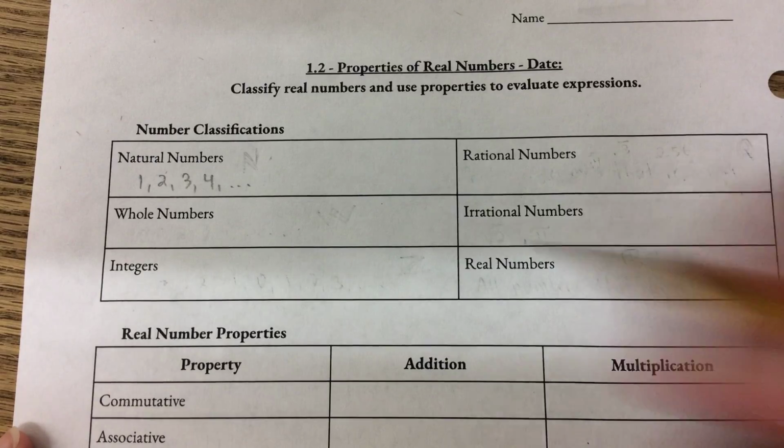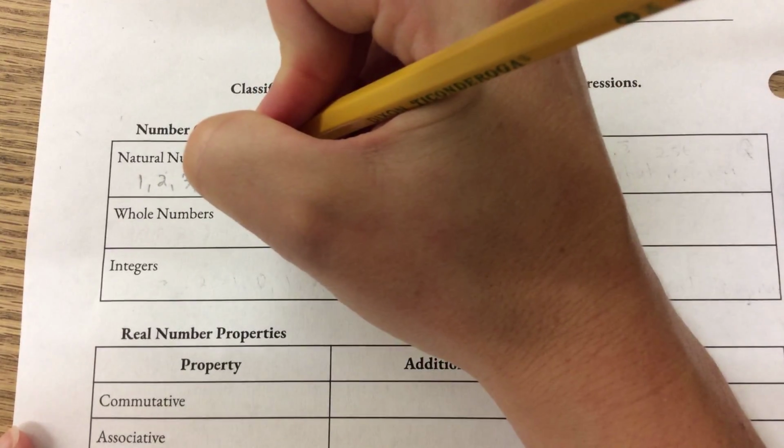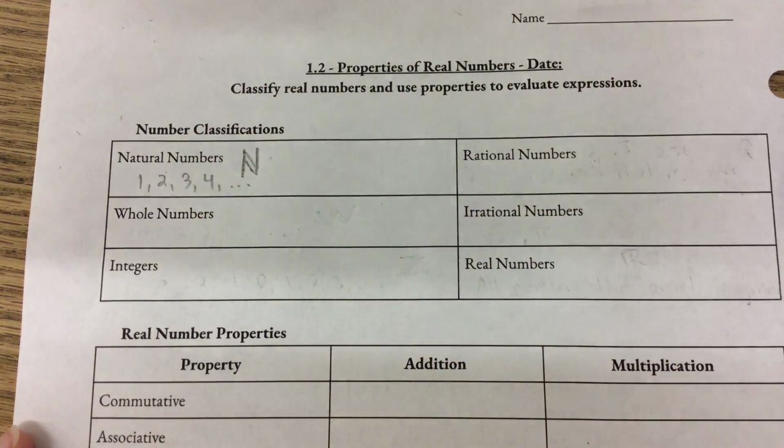And natural numbers use a symbol that is a capital N, and it's almost like it has two lines that make up that middle part of the N. So it looks like that.